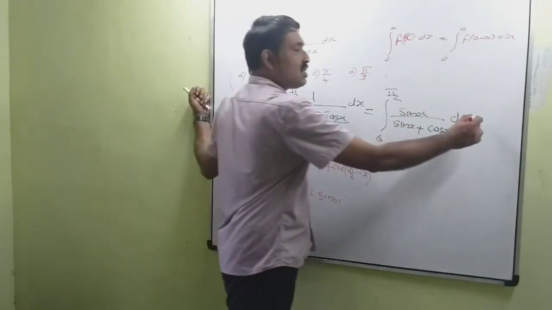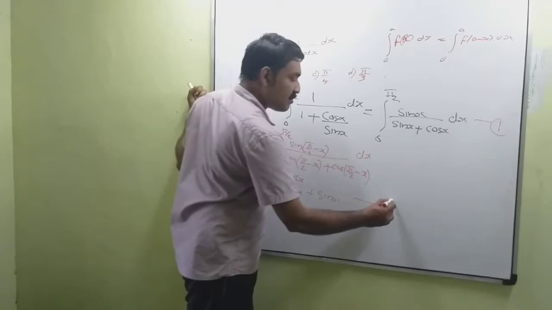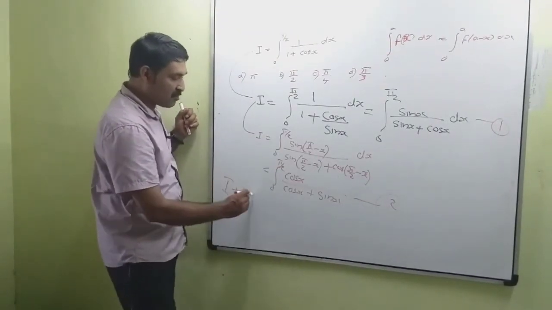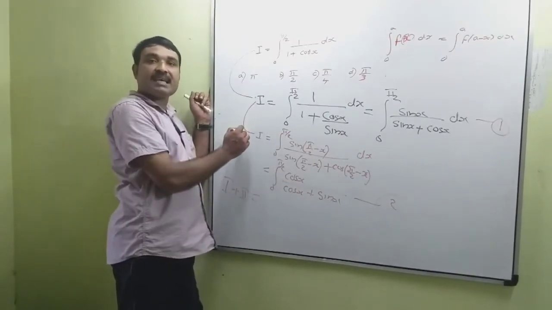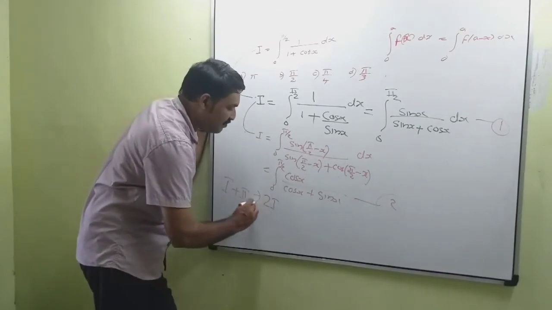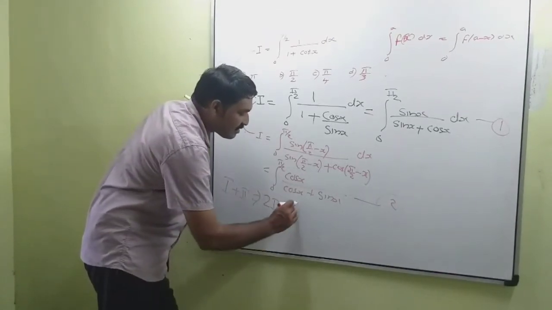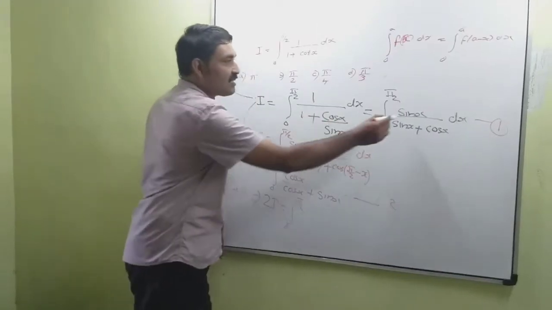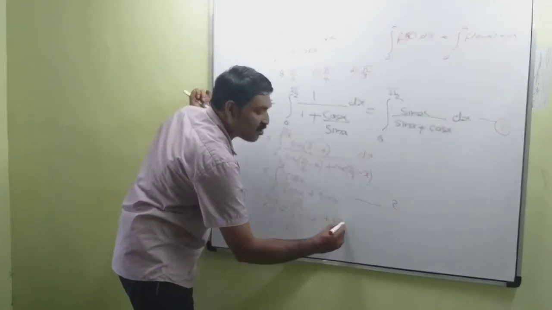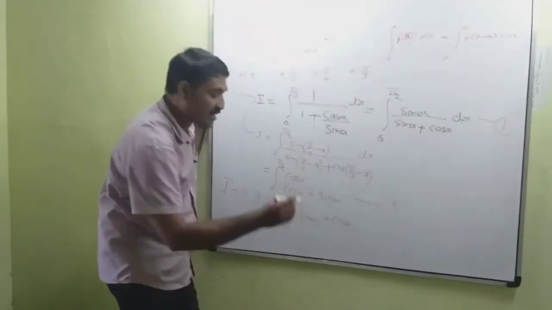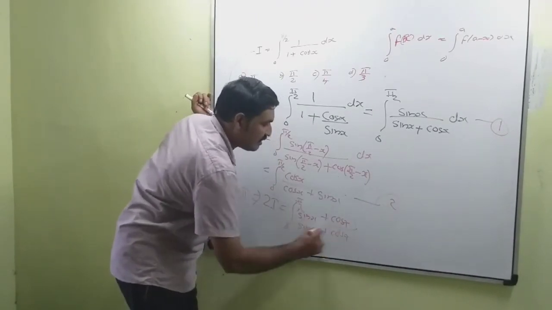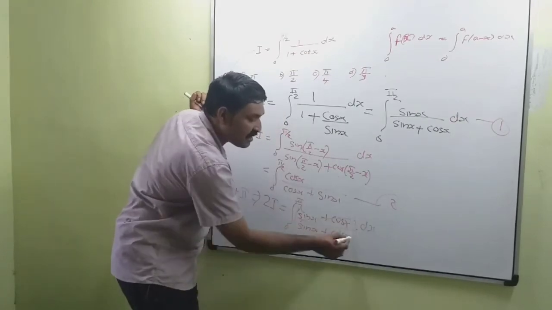Okay, let this be equation number 1, and this be equation number 2. So adding equations 1 and 2, the LHS becomes I plus I, that is equal to 2I. That is, 2I is equal to the integral from 0 to pi by 2 of sin x plus cos x, and the denominator of both functions is the same, that is sin x plus cos x dx. The numerator and denominator get cancelled.